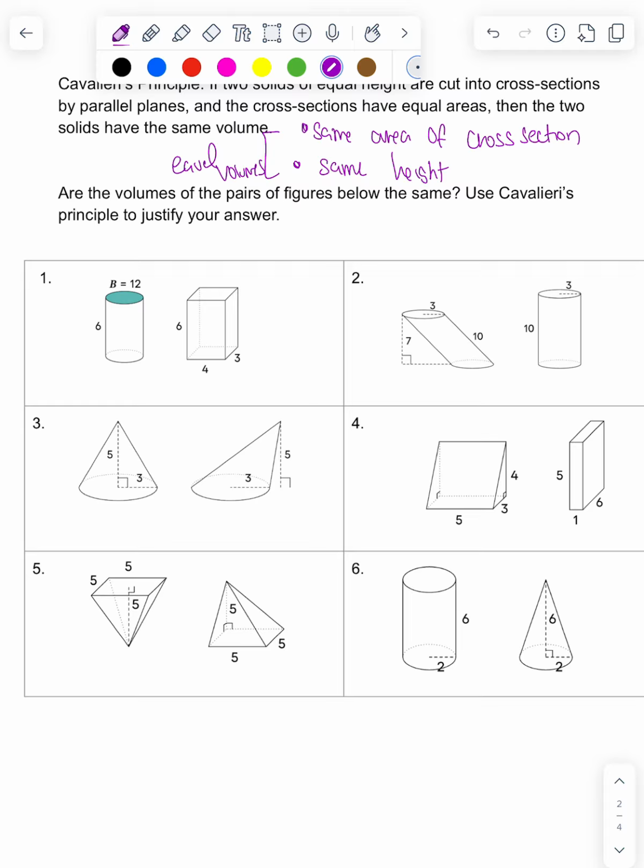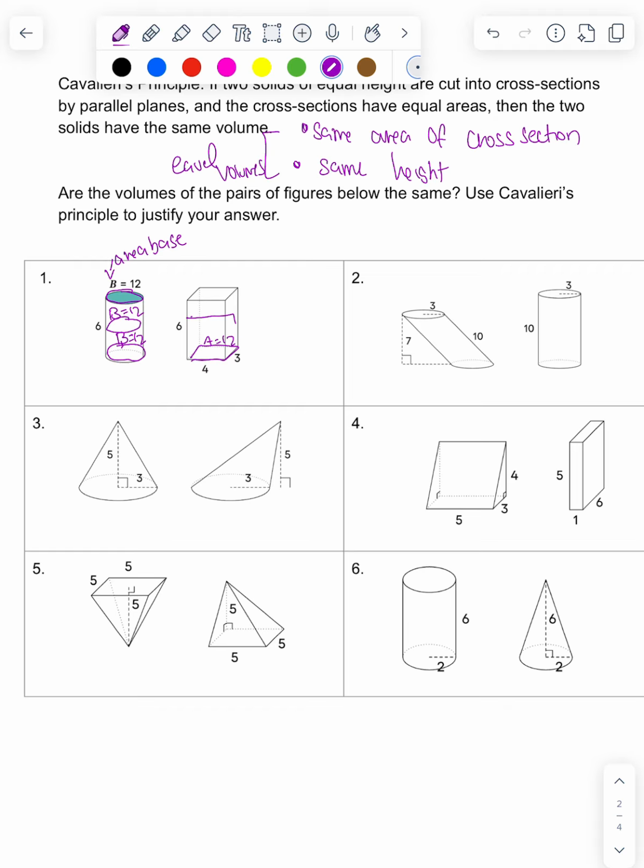For the first one, the area of the base, because capital B represents area of the base. So the area of the circular base is 12. And if I take any slice of the cylinder going in that same direction, horizontal, parallel to the base, it's going to result in the same circle. And it's going to have the same area as the base. So the cross-sectional area is going to be 12. On the prism, the area of the base is length times width, which is 12.